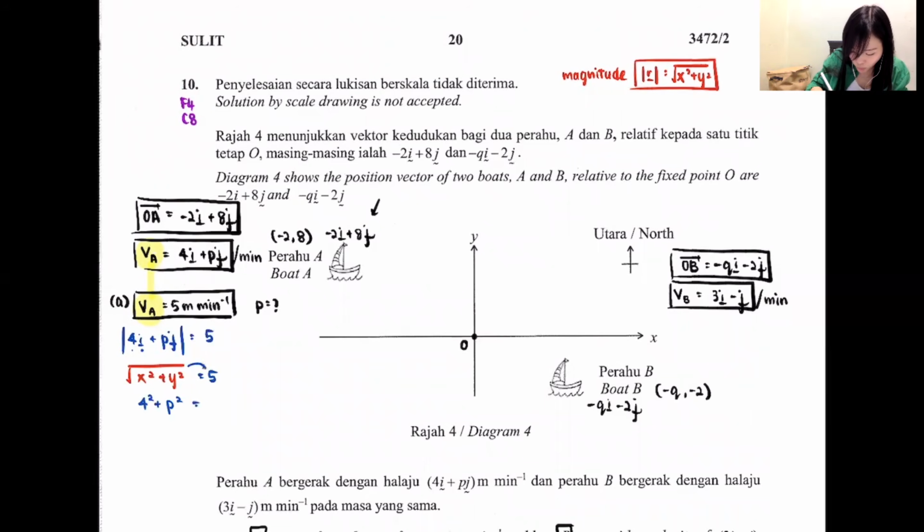So square root, move it over square. 5 square, isn't it 25? 4 square is 16. Isn't it 25 minus 16? Do you guys get 9? Square, move it over square root. Are you guys getting plus minus 3?